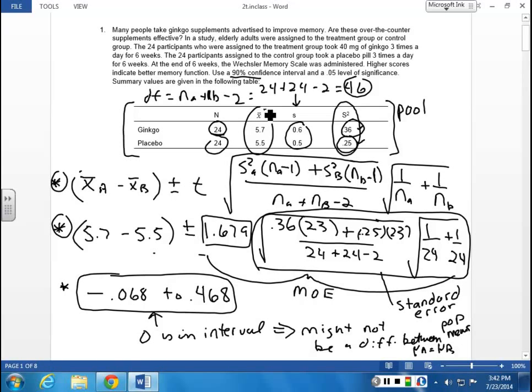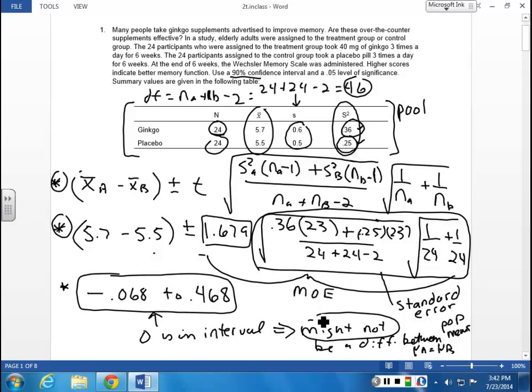But that could be so close, in fact it is close enough, that we would say this difference between means, between 5.7 and 5.5, which is just 0.2, could have occurred by chance. That doesn't mean it did occur by chance. That's why we say might. There might not be a difference.